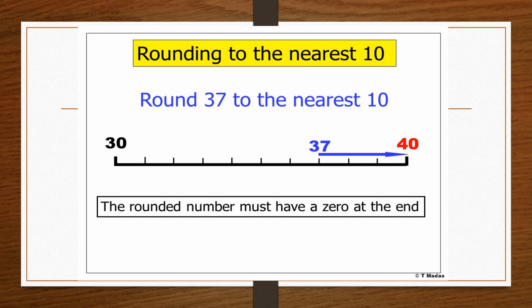Here is an example to make it more clear. See this picture. Rounding to the nearest 10. Now round 37 to the nearest 10. 37 on the number line, 37 is near to 30 or 40? Yes, 37 is nearest to 40. So the rounded number is 40. The rounded number must have a 0 at the end. This is also very important.